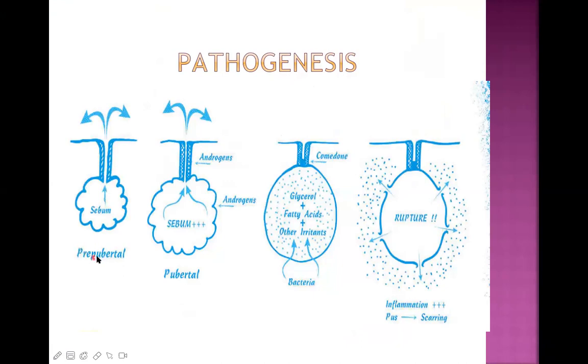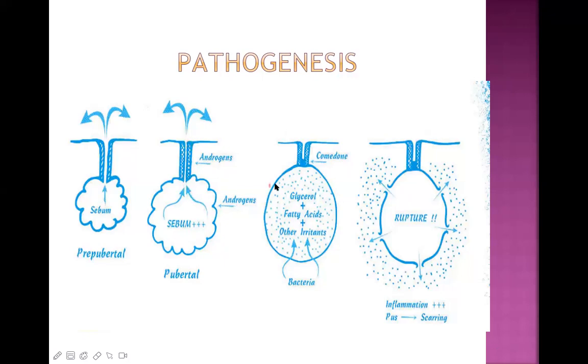Now see this. This is a prepubertal sebaceous gland. It is relatively smaller in size and it is secreting sebum at its own rate, and the opening is not blocked. Now pubertal. Now there is a lot of androgen effect, and this androgen is stimulating the sebaceous gland to produce more sebum, and this sebum is coming outside. Till now no problem, because the opening is not blocked, the duct is not blocked, so no problem whatsoever.